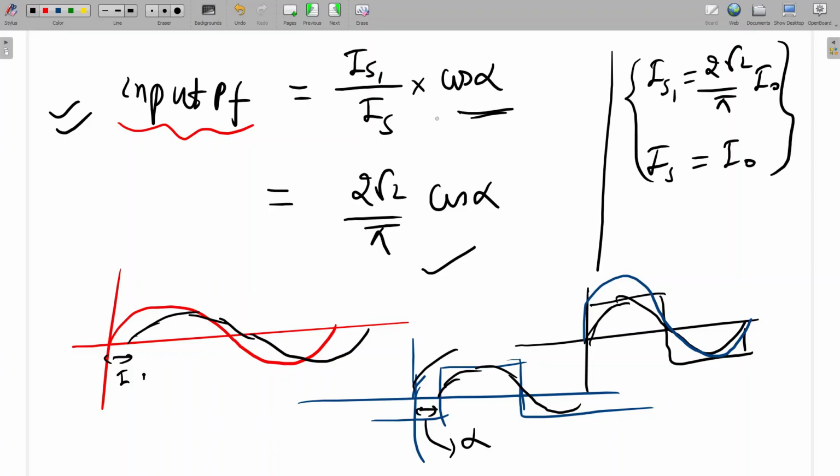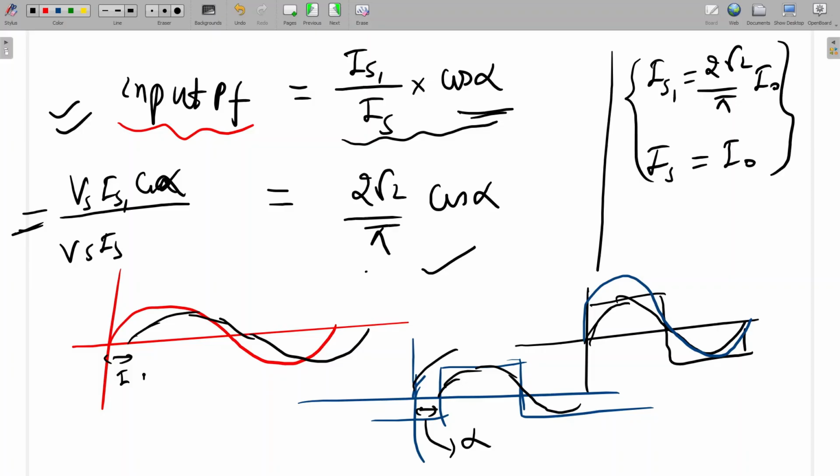So that's why here, what will be the input power? Vs into IS1 into cos alpha. The input power factor will be Vs IS1 cos alpha divided by Vs Is. So that will be IS1 by Is into cos alpha, which is 2 root 2 by pi into cos alpha. Is it clear? Yes, sir.